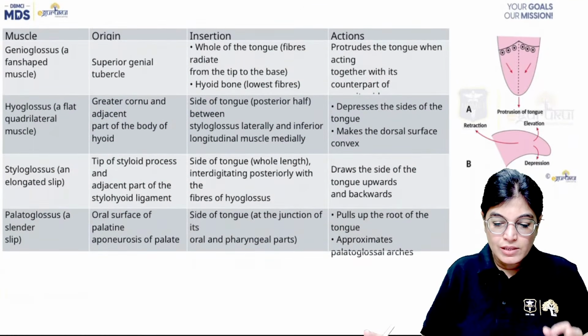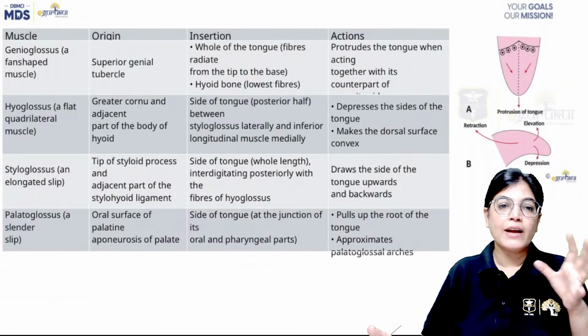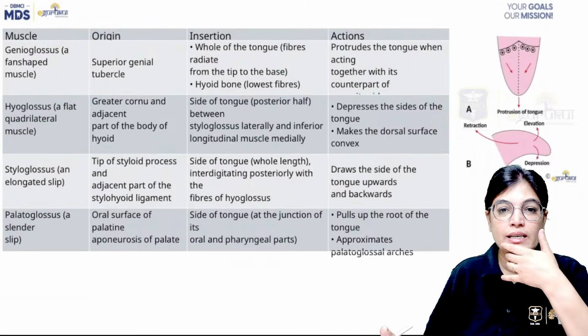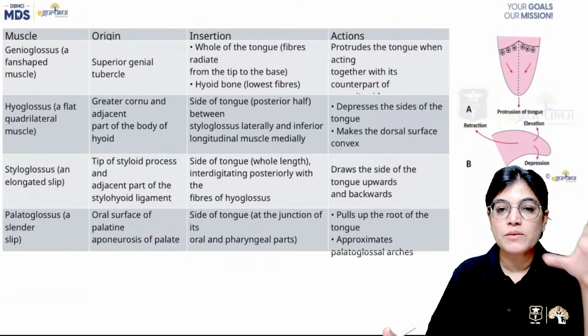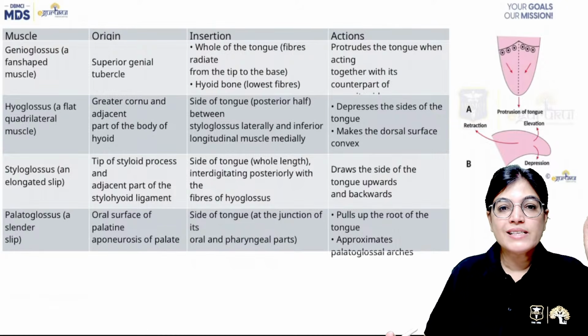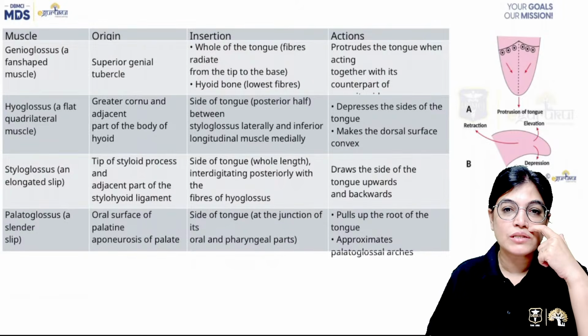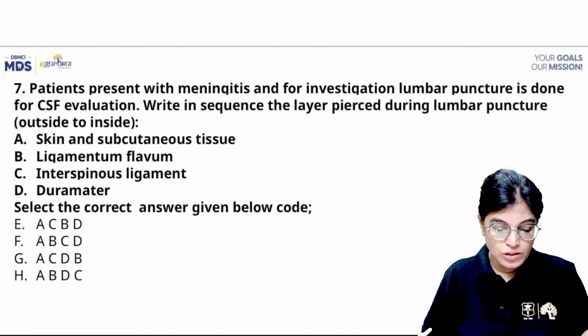Okay. So it's also important that you should know about the intrinsic and extrinsic muscles and the action of individual muscles. Palatoglossus muscle arises from the palatine aponeurosis and it is approximating the palatoglossal arch. Styloglossus muscle: retraction of tongue. Hyoglossus muscle: depressing the sides of the tongue and making the tongue dorsum convex. Genioglossus muscle: protrusion. Let's move on to the next.